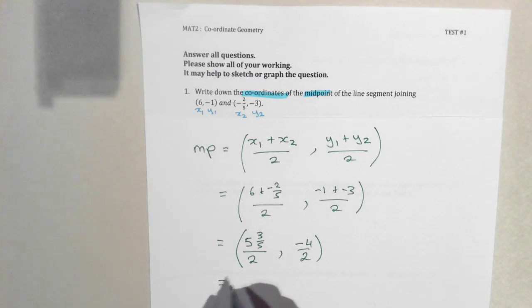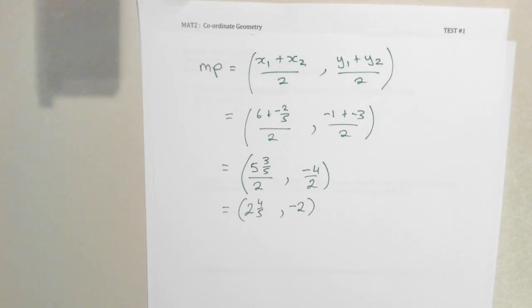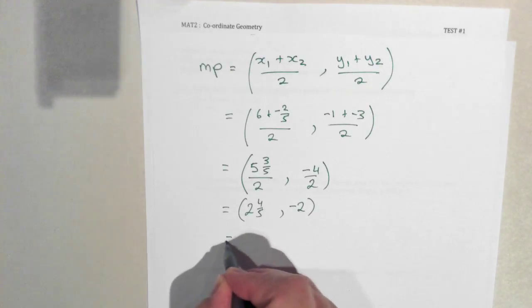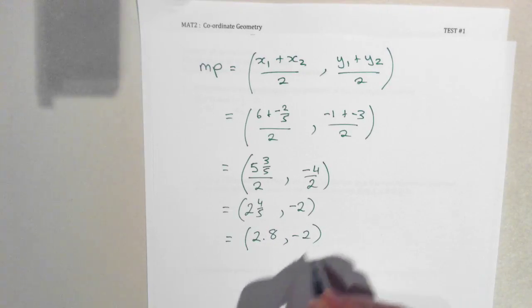Now we just need to divide that one through. So half of 5 and 3/5 is 2 and 4/5, and negative 4 divided by 2 is negative 2. And again, I'm writing that as a coordinate. Now I can write it in that form, or I could change that into decimal if you prefer it as decimal, and have it as 2.8 comma negative 2.